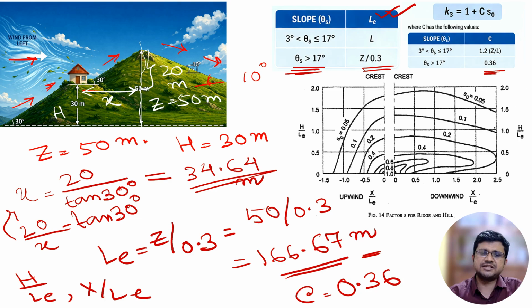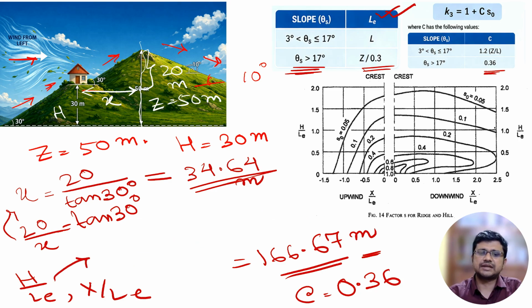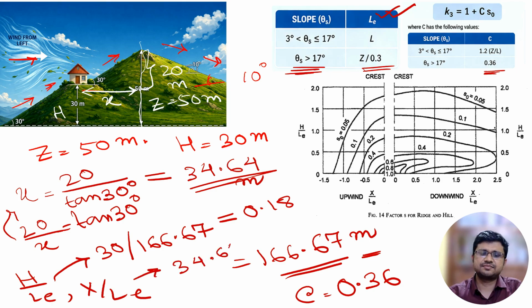So how much will be H by LE? H by LE will be 30 by 166.67, so it is close to 0.18. And X by LE is 34.64 by 166.67, so it will be 0.21. So H by LE is 0.18, X by LE is 0.21, and by using this particular chart, we can calculate the value of S0.